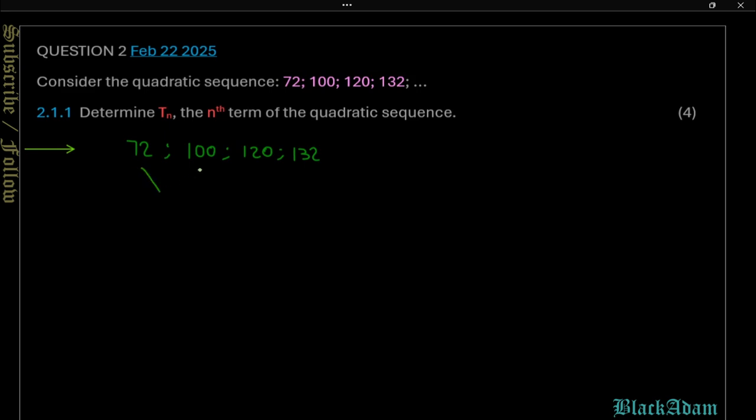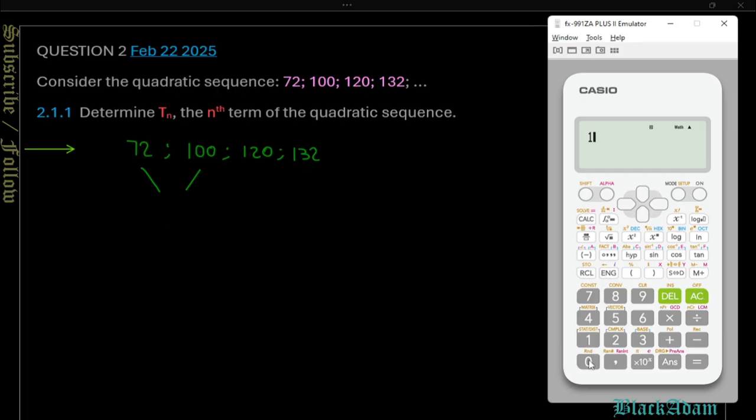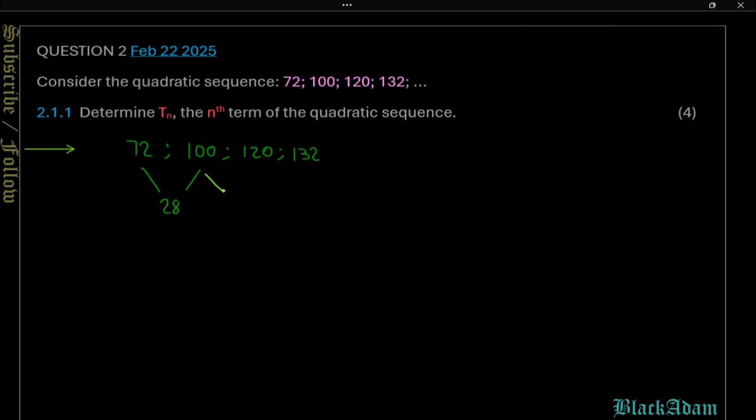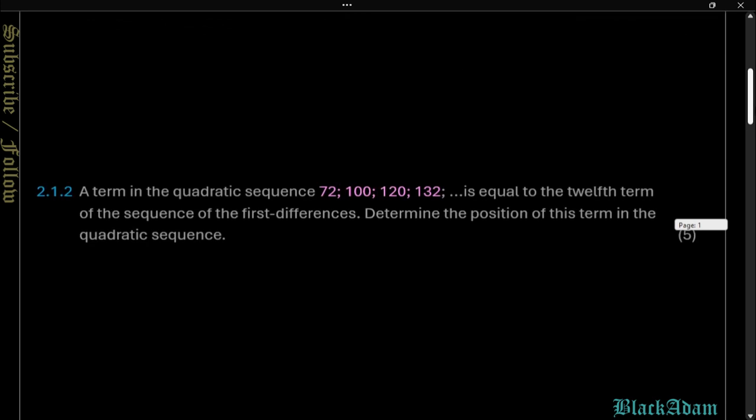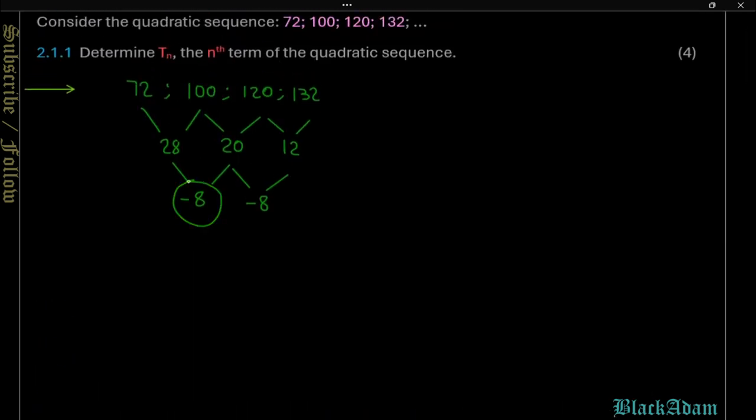100 minus 72 is 28. So you write 28 there. Then 120 minus 100 is 20, and 132 minus 120 is 12. That's our first difference. The second difference is 20 minus 28, which is negative 8, and 12 minus 20 is negative 8. And from there, we know that this part is 2a. It's always going to be 2a, so 2a is negative 8.